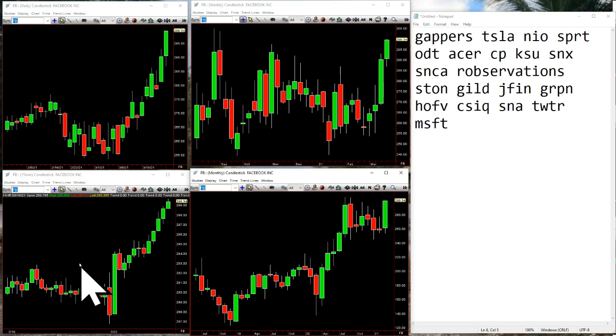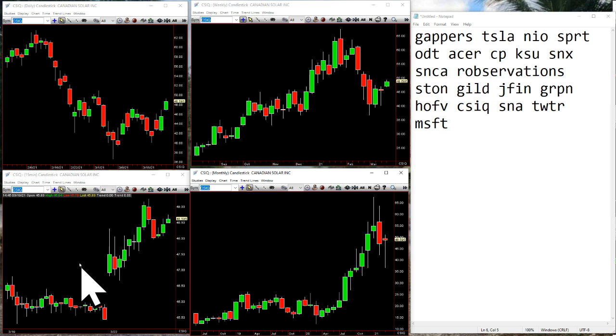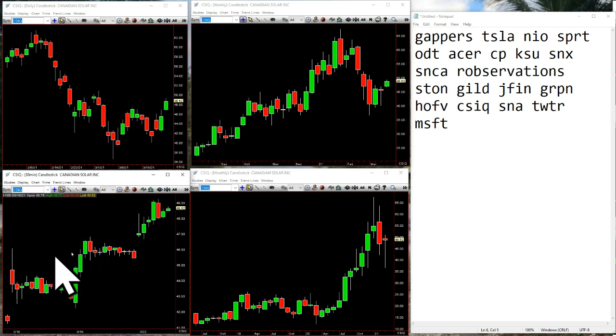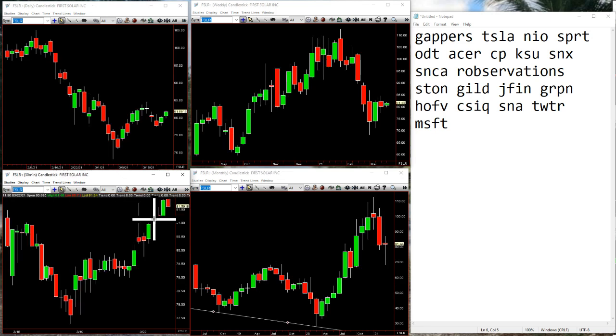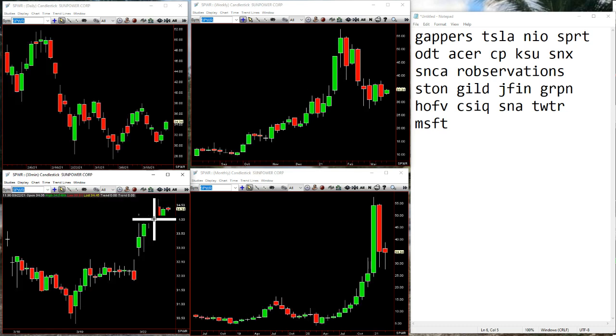If we go to CSIQ, see this here, taking the inside week, not totally blasting off just yet, but we'll see. And that tells us, here we go, inside 30, trying to go inside 30 up right now. Over 48.61. You can take a look at how FSLR is doing. Little bit inside day up, so we'll see. SunPower, how you doing? Little bit.